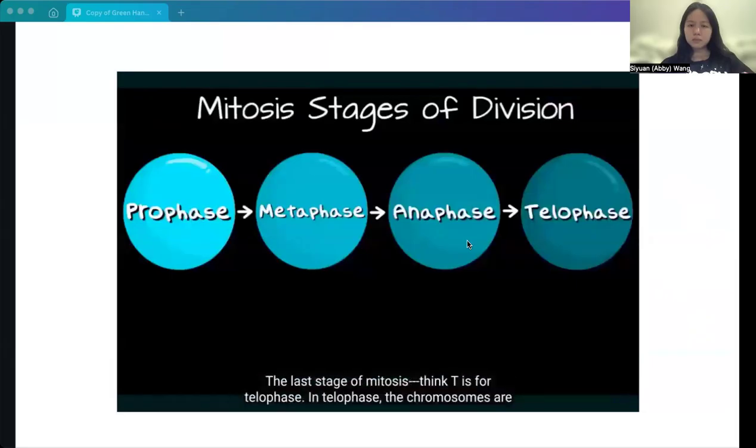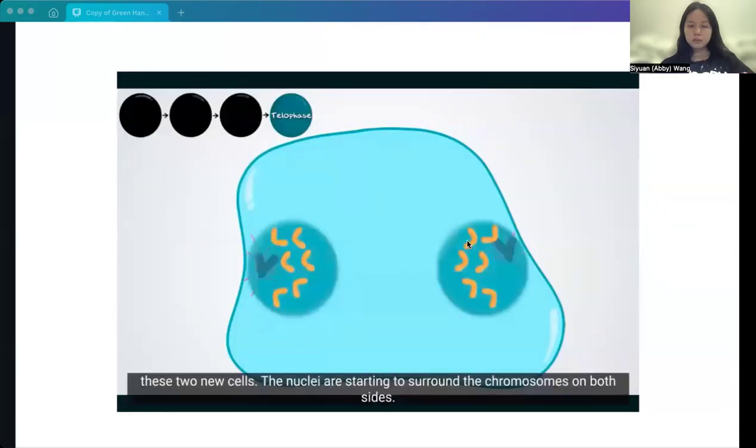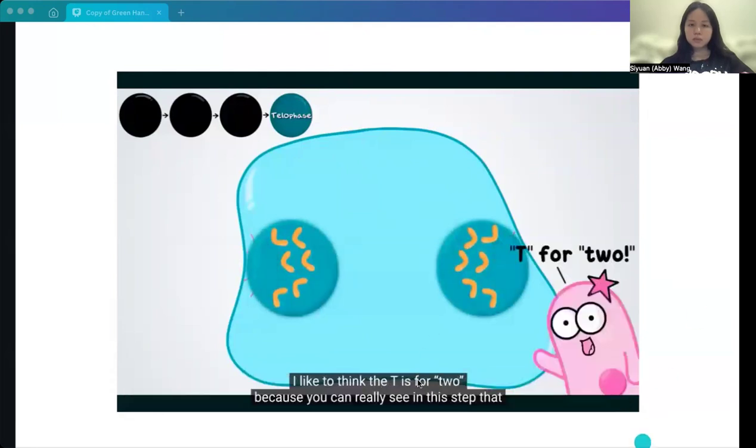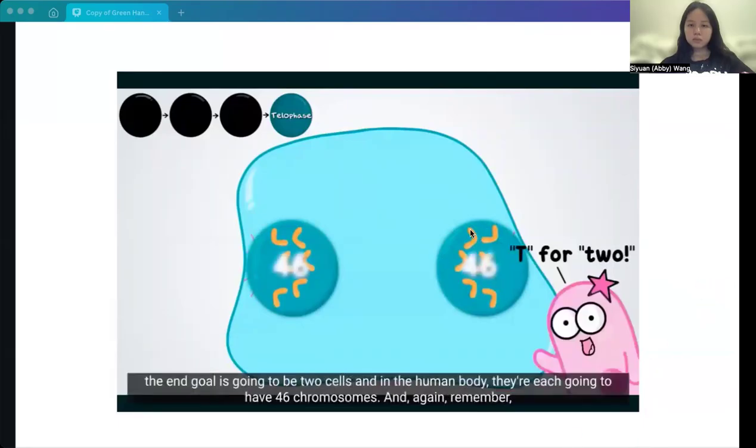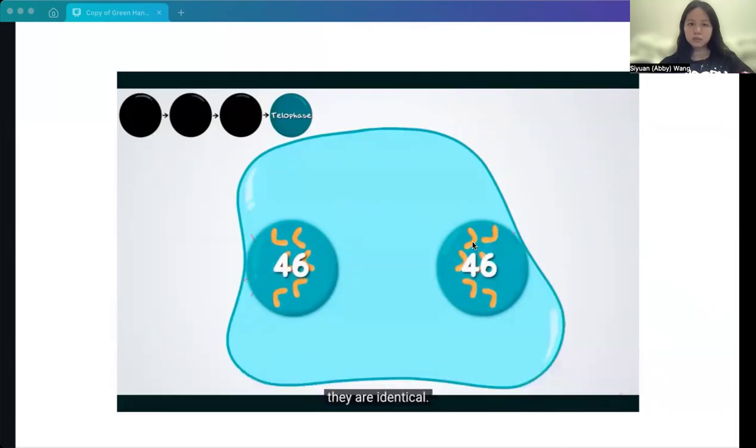And the last stage of mitosis, think T is for telophase. In telophase, the chromosomes are at the complete opposite ends, and nuclei are forming on each side to make these two new cells. Nuclei are starting to surround the chromosomes on both sides. I like to think the T is for two, because you can actually see in this step that the end goal is going to be two cells. In the human body, they're going to have 46 chromosomes. And again, remember they are identical.